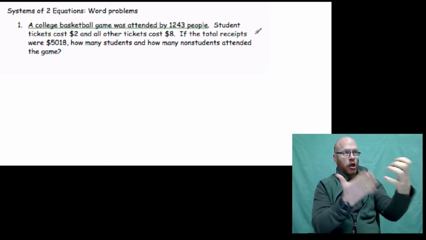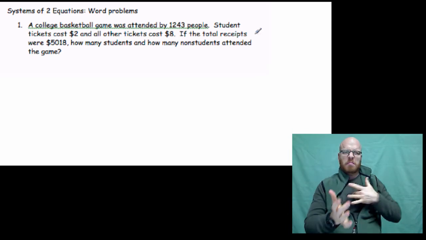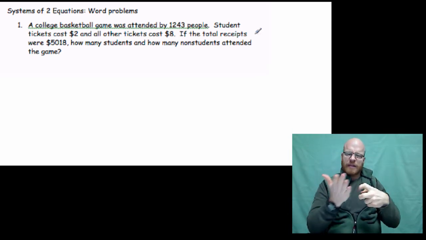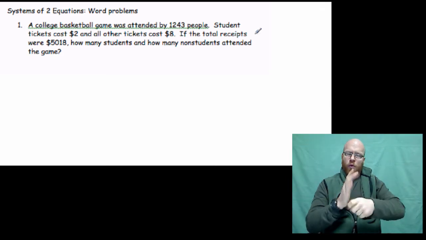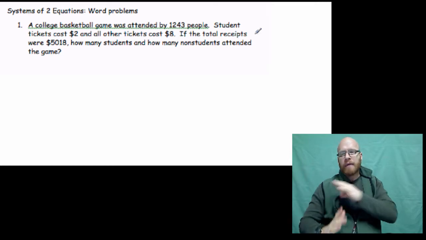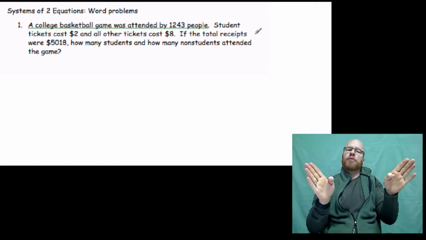Colleges sell tickets to their games to support the programs, and usually students will have a reduced rate for ticket sales. On this problem, the students paid $2 for their tickets, and then non-students, meaning faculty members, parents, community members, general admission was $8.